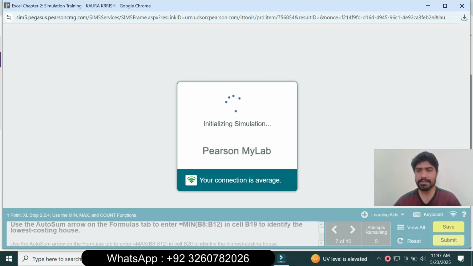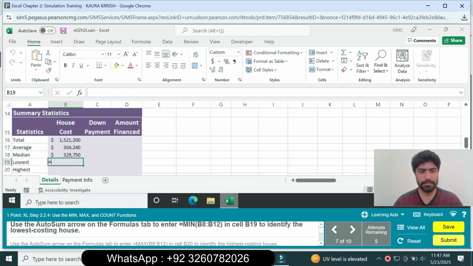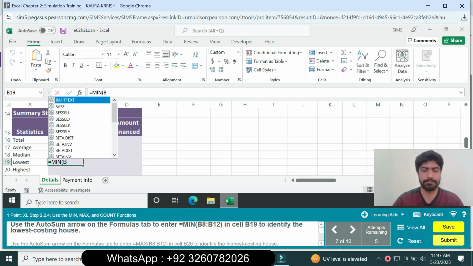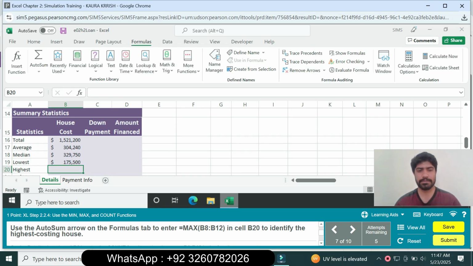So question number 7 is: use the AutoSum arrow on the Formulas tab to enter the MIN function for B8 to B12 in cell B19 to identify the lowest costing house in cell B19, and press enter. So type equal to and type the MINIMUM function, and the range is B8 to B12, close bracket and press enter.